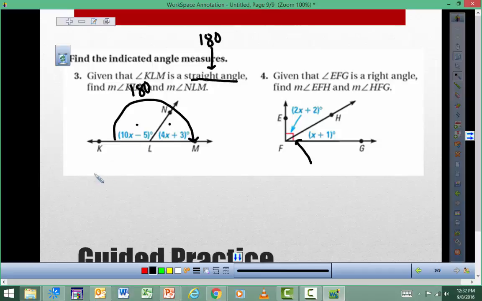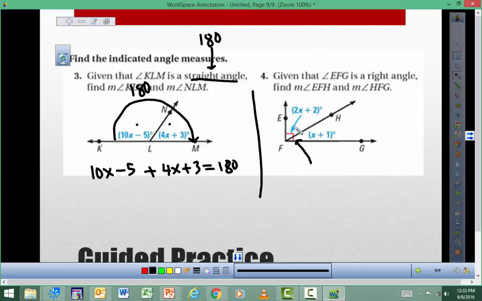So that gives us an equation again. 10x minus 5 plus this angle, 4x plus 3. That's got to equal 180. Okay? And then from here you just do your basic algebra skills.